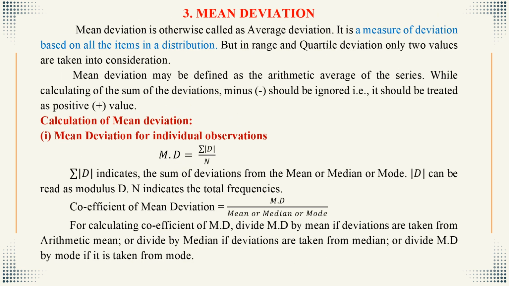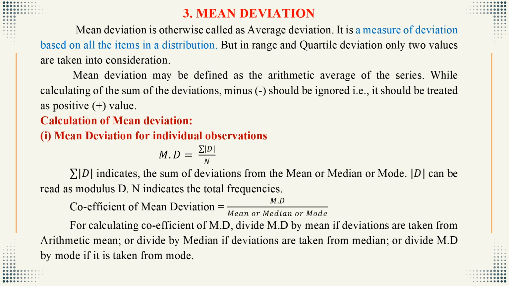Then we have to study about the mean deviation. First one is range, second one is the quartile deviation, third one we are going to find out is mean deviation. Mean deviation, you can keep in mind as arithmetic mean deviation. Thereby it somewhat resembles the calculation of arithmetic mean. Let us see the meaning. Mean deviation is otherwise called average deviation, as I told you.